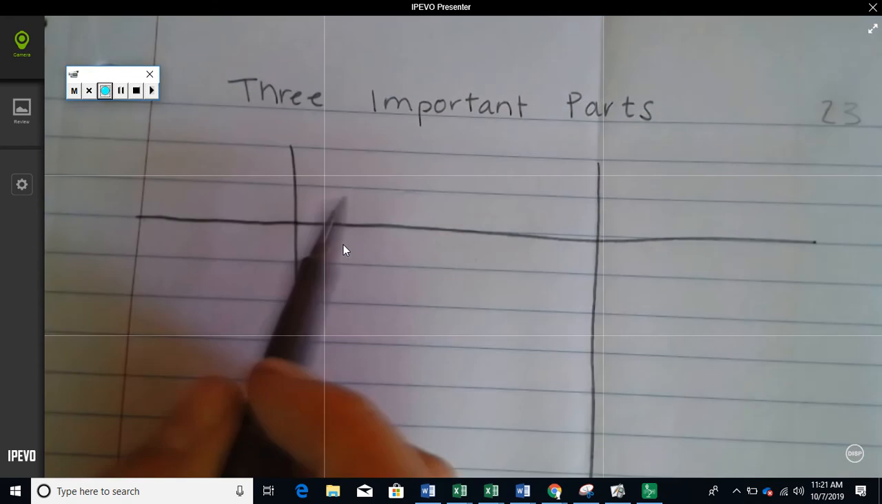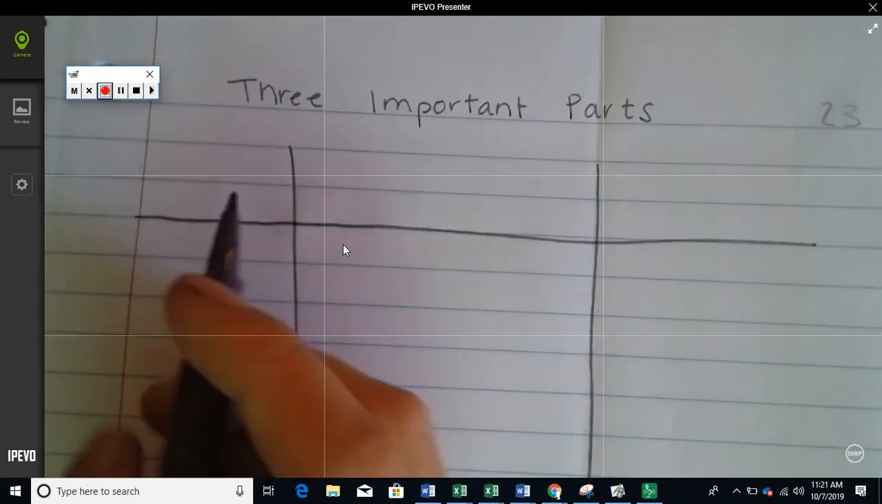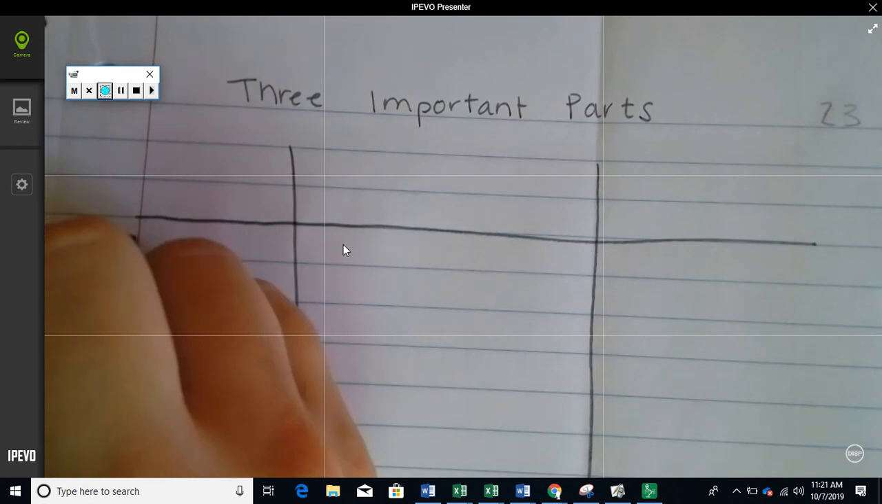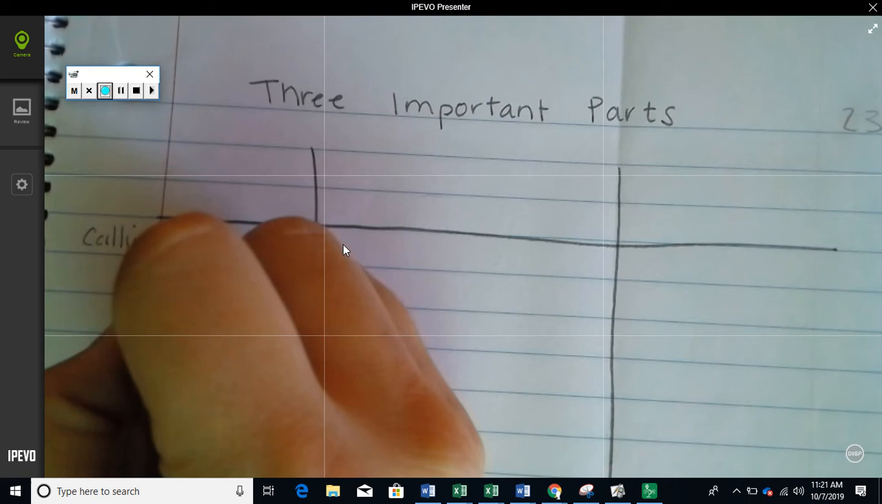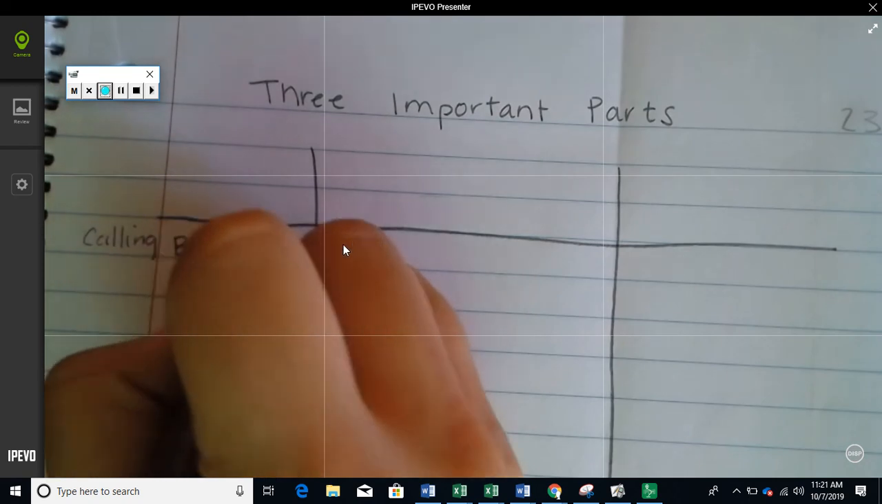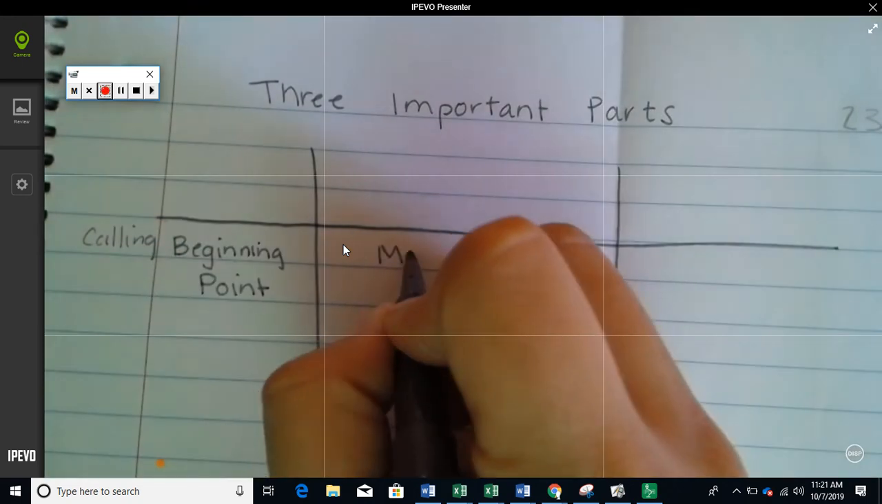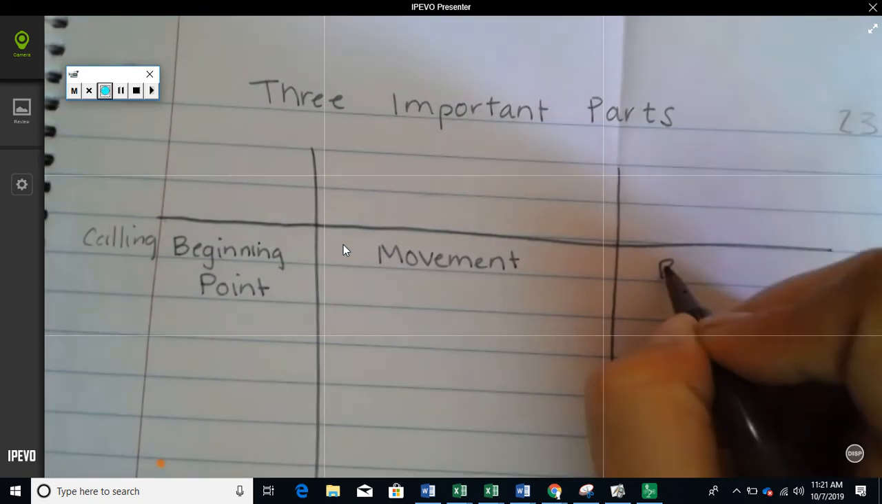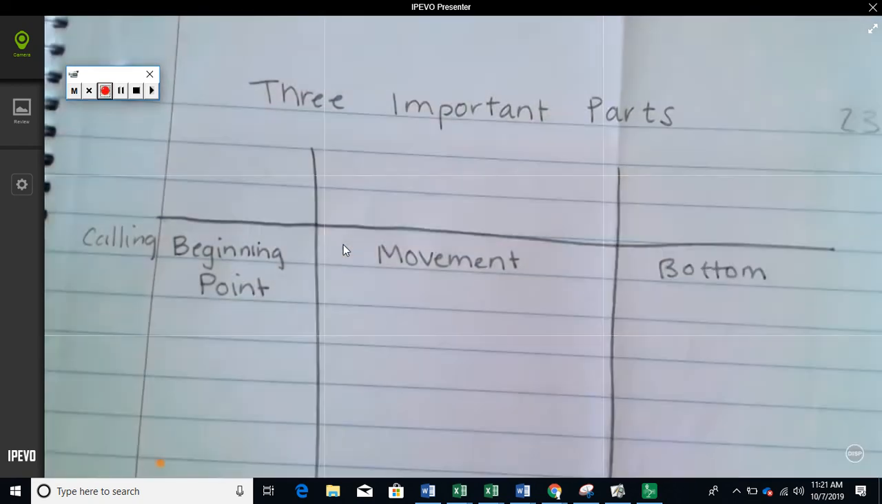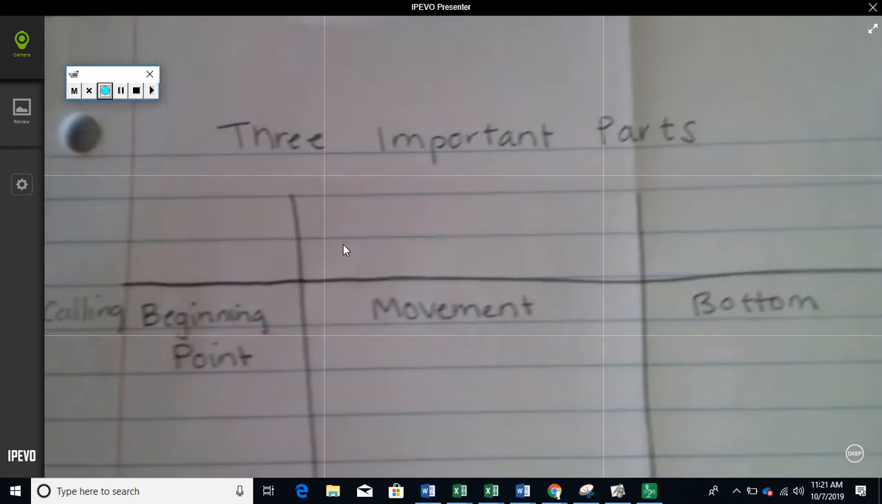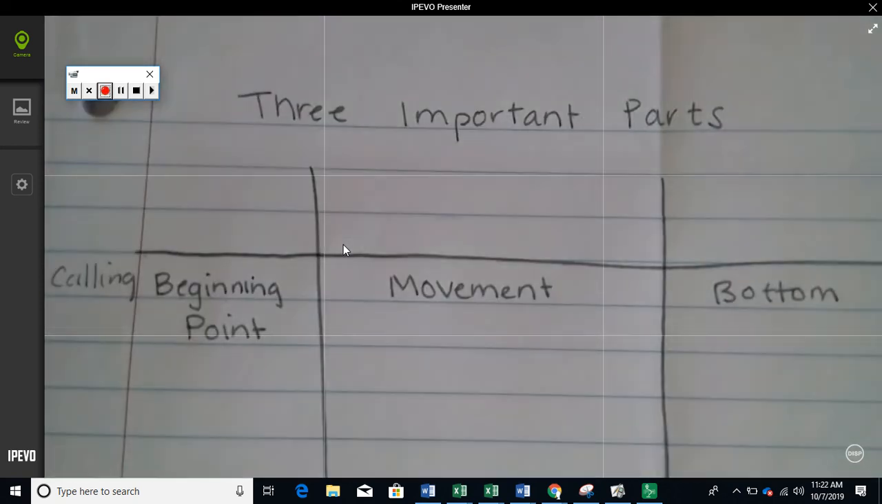Now, in the first boxes right here, we're going to put the math words, but what we've been calling them so far is what's going to go next. And so I've been calling this the beginning point. That's one of the important 3 parts, the beginning point. The next one is the movement. That's what we've been calling it. And then when they reach the bottom. But now we're going to talk about the actual math word that these are called. So I'm going to have you write that down. These are the 3 important parts, and we're going to give them the actual math name in just a few minutes.